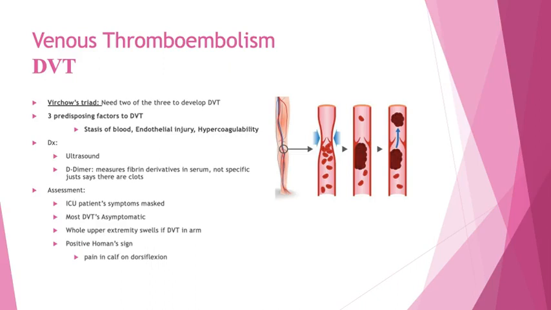We diagnose this on ultrasound. A D-dimer is not as helpful. It just tells you that there are clots. It doesn't tell you where. So really the ultrasound is our gold standard to identify where.